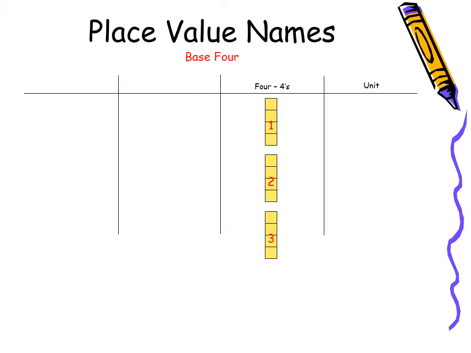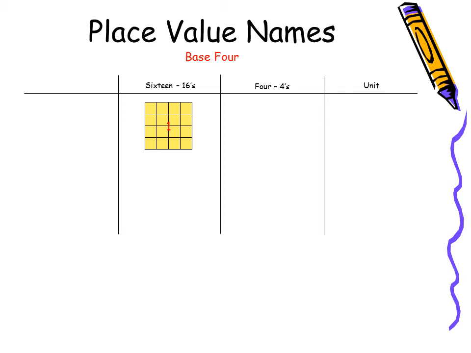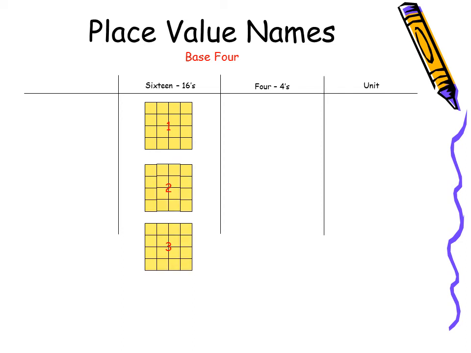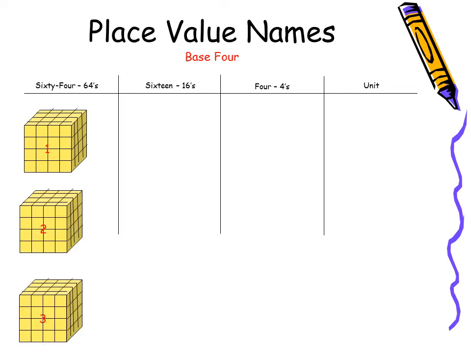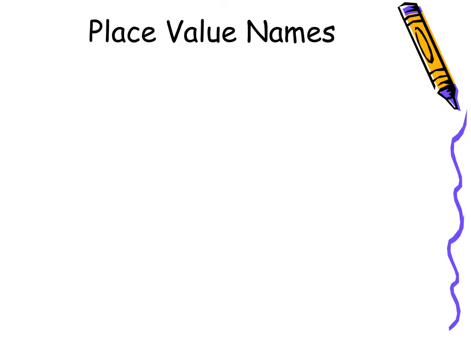So my next place value would be 4 groups of 4. Again, I can have 0 groups of 16, 1 group, 2 groups, 3 groups. 4 groups of 16 would be my next place value name, which would be groups of 64. And the same thing, I can have 0, 1 group, 2 groups, 3 groups. And then once I have 4 groups of 64, that will be my next place value, which I believe is groups of 256, I believe.